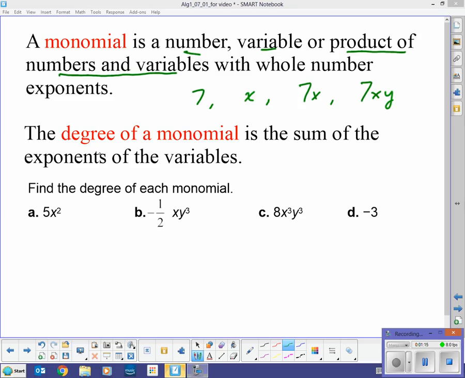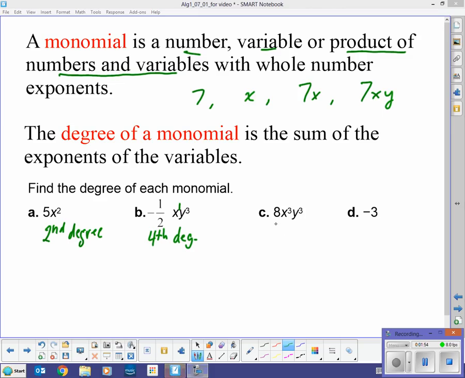Next, we have the term, the degree of a monomial. It's the sum of the exponents of the variables. So, for instance, in 5x squared, I've only got one variable. It has an exponent of 2, so this is a second degree. In example B, negative 1/2 xy cubed. Well, the x is a variable, and it has an exponent. We don't see it, but it really has an exponent of 1. So the sum here is 4. This is actually a fourth degree monomial.